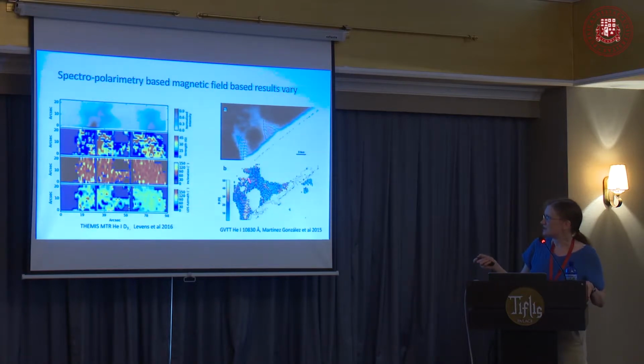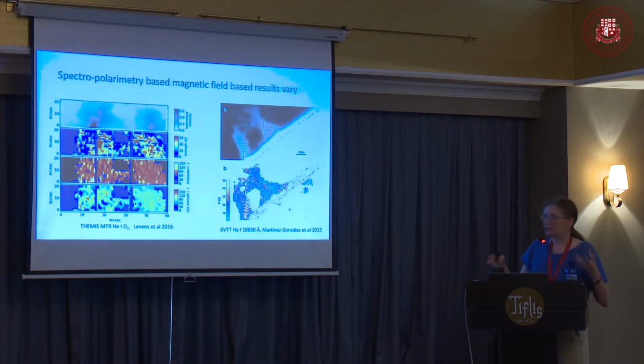But there have been some observations, this is from the German Vacuum Tower Telescope, using a different spectral line, where there's a suggestion that maybe the fields aren't horizontal, that you might have a spiral shape. So I think that's something that has to be resolved. These are different prominences, but I think it would be interesting to see analyses of the same object with both kinds of observations.